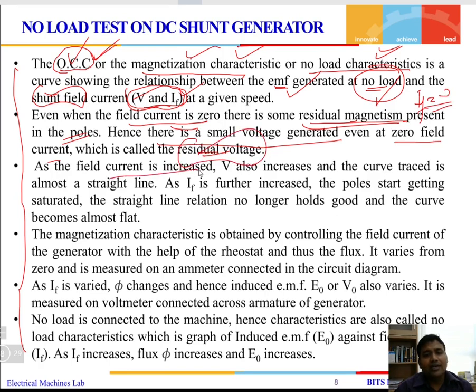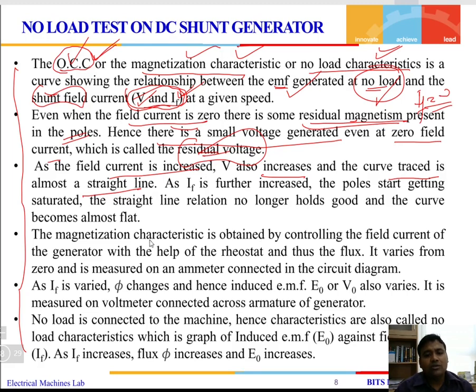So if the field current is increased, the voltage will also increase, and the curve traced is almost a straight line. So on increasing the field current, you will increase the voltage in a straight line, and after a certain amount of time you will see that the field has begun to saturate.